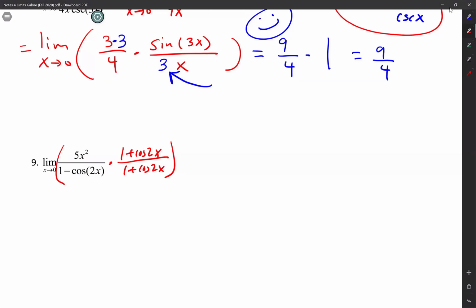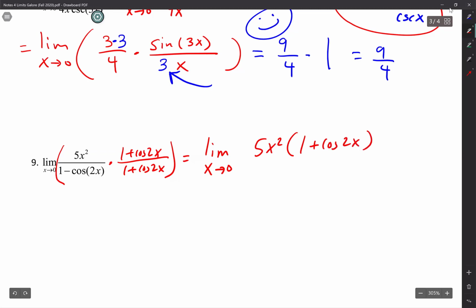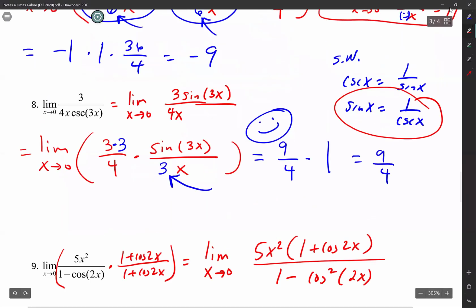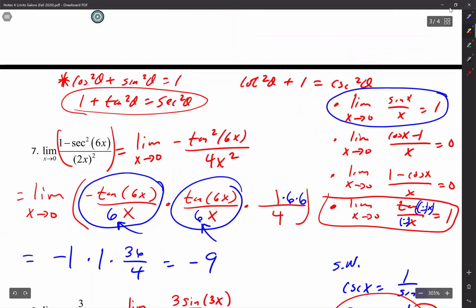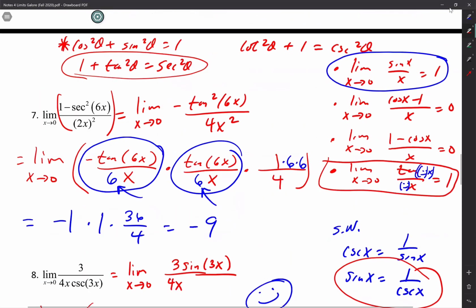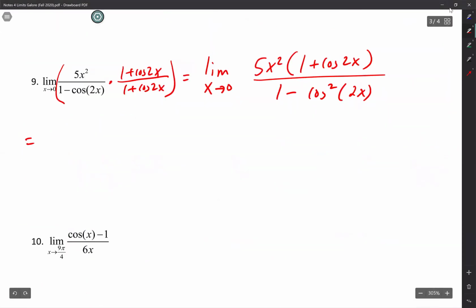When we do that, you're gonna continue to write the word limit. Limit as x approaches 0, so that's the number 1 mistake. Some of you guys don't write that word there. And 5x squared, don't bother distributing this. 1 plus cosine 2x, close. In the bottom, you have the difference of squares, so that turns to 1 minus cosine squared of 2x. So now, from your side note, from this one right here, cosine squared plus sine squared equals 1. So then that means 1 minus cosine squared has to equal sine squared. Yay. So look, now we're going to write limit as x approaches 0.